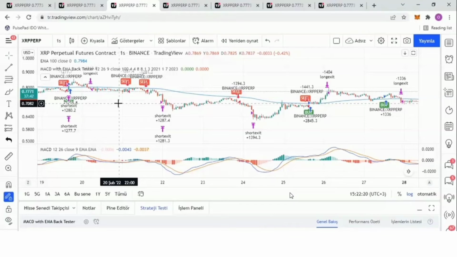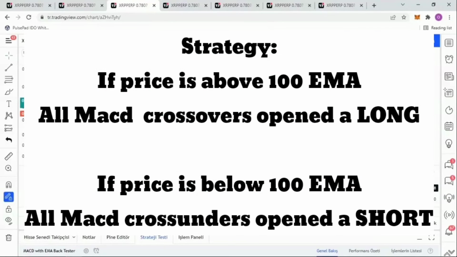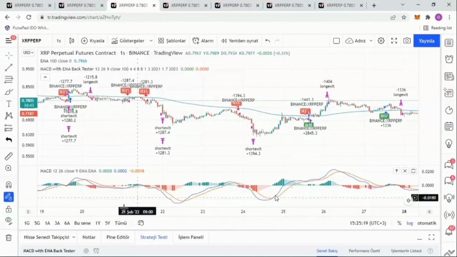In the next three strategies, when the price is above 100 EMA, only long positions will be open, and if the price is below 100 EMA, then only short positions will be open. We will not go into the details of the next three MACD and EMA combined strategies, but we will show you the results instead. Let's check the first one. In the first strategy, MACD zero line is completely disregarded. All MACD crossovers got a buy signal as long as price is above 100 EMA, and all cross-unders got a sell signal as long as the price is below 100 EMA.